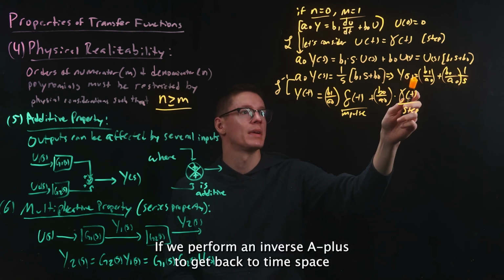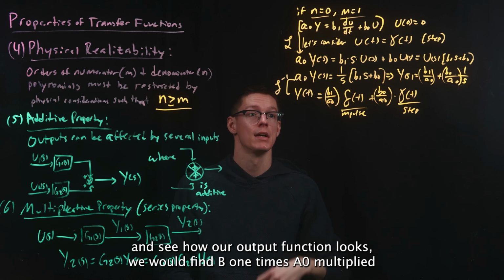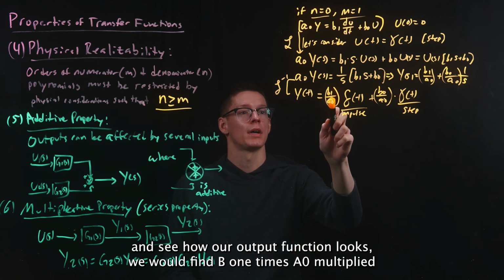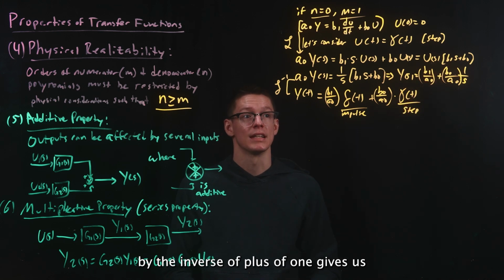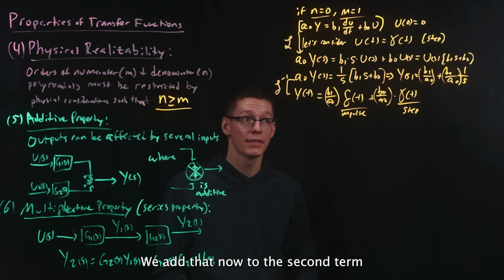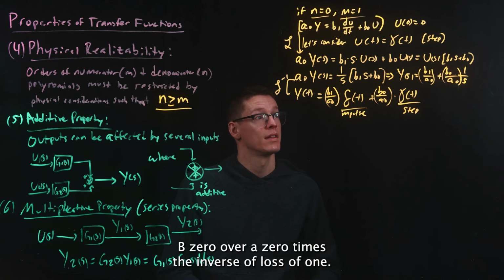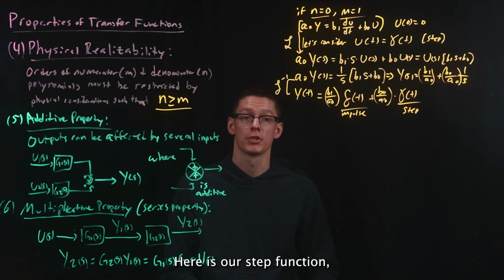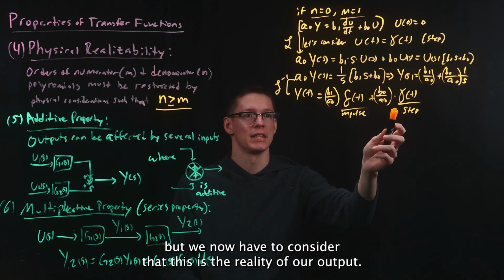If we perform an inverse Laplace to get back to time space and see how our output function looks, we would find b1 over a0 multiplied by the inverse Laplace of 1, which gives us delta t, an impulse function. We add that to the second term, b0 over a0 times the inverse Laplace of 1 over s, which is our step function. But we now have to consider that this is the reality of our output.